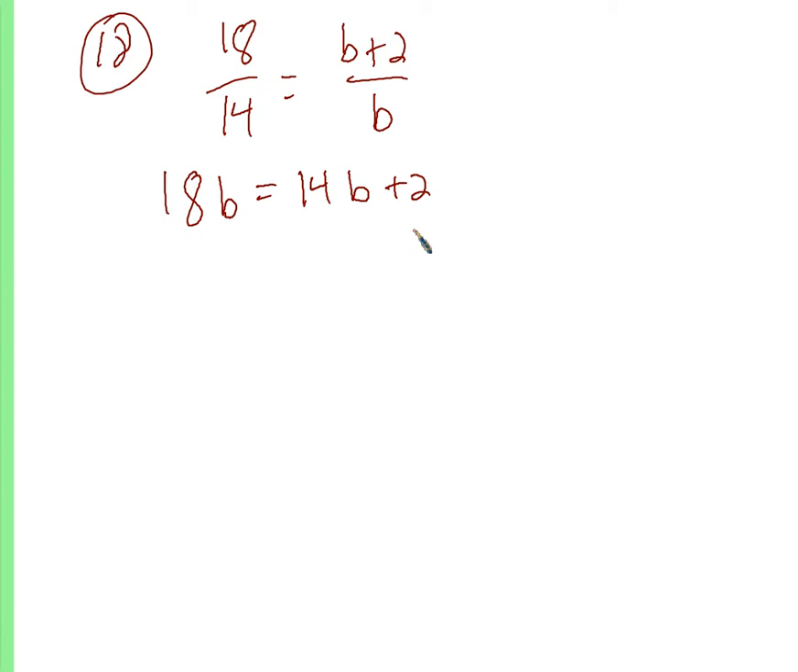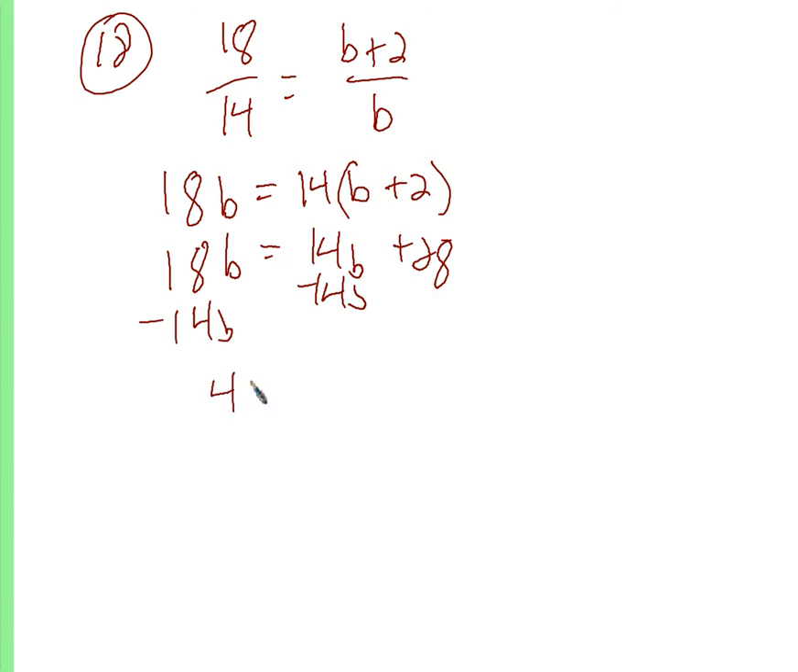When they cross from 14 to b plus 2, they're supposed to multiply 14 times 2 also. So you should multiply the quantity b plus 2. Good job, Ashley. Distributing the 14. So 18b equals 14b plus 28. Minus 14b, minus 14b. 4b equals 28, b equals 7. That's what you need. But they got 0.5.